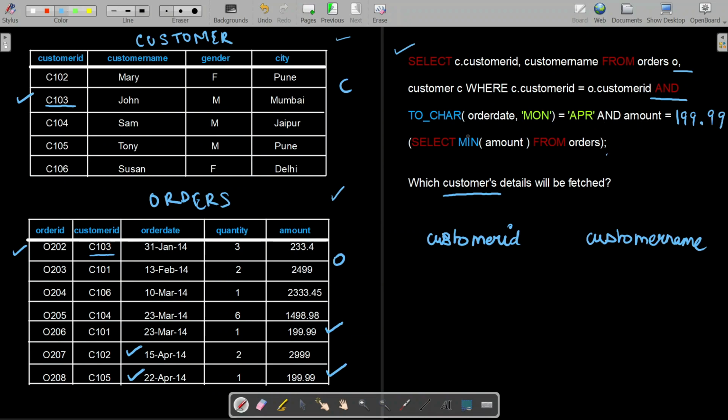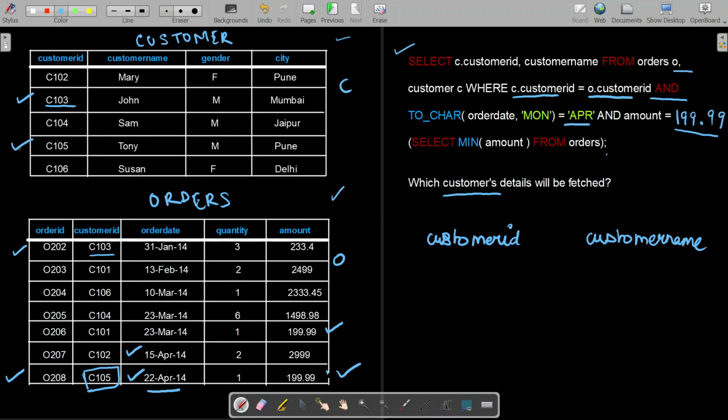So in short, what the query says is we need to find those rows where c.customer_id is equal to o.customer_id and the order date in which the month is April and the amount is 199.99. So we see that we have one row in which the month is April and amount is 199.99. So we need to join this particular row with the row in the customer table which has the ID as C105. So where we find C105, we find it in this particular row.